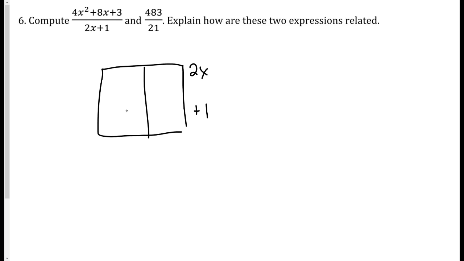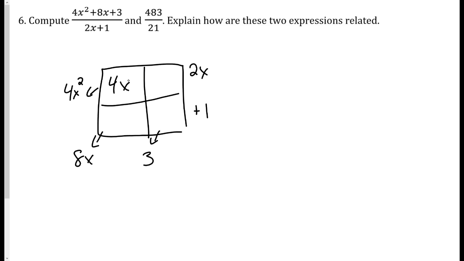Compute that quotient and then compute 483 divided by 21. How are these two expressions related? So first let's compute this quotient. Dividing by 2x plus 1. X squared divided by x is plain old x. So I need a column for x and a number. There's only a 2 by 2 here. So I get out 4x squared. I get out 8x. And then I get out a 3.